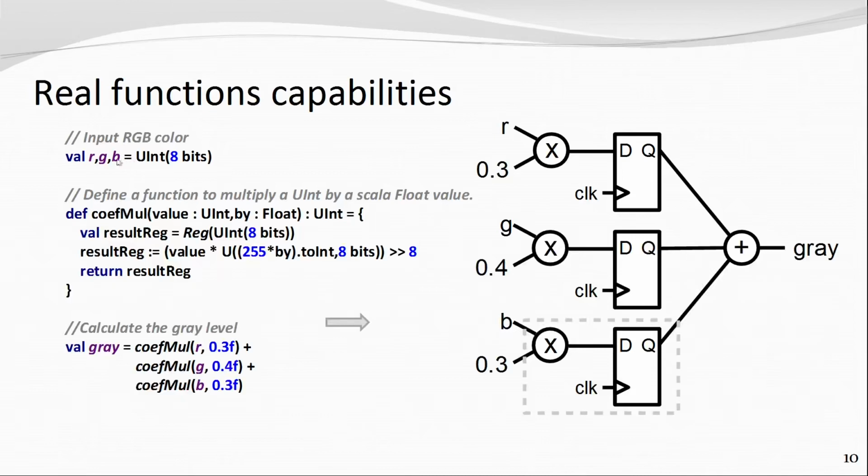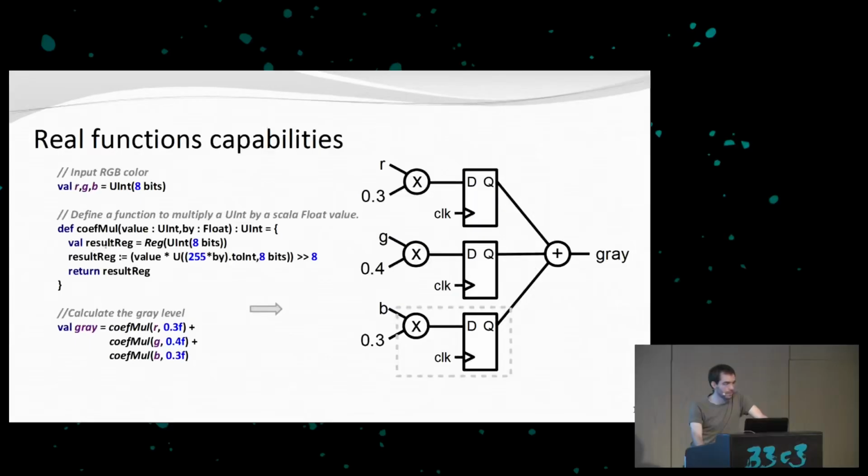Here we can define an RGB value. Then you can define a function which takes as arguments a hardware unsigned value and an elaboration time floating point constant. And this function will return the output of this flip-flop. You can see, for example, defining an intermediate register as a Reg of 8 bits, then doing some fixed point calculation, and returning it. And then reusing this function multiple times.